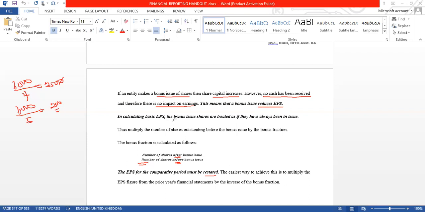And we say that in calculating basic EPS, the bonus issue of shares is treated as if the shares have always been in existence. They have always been in issue. This is very, very important. So you have to multiply the number of ordinary shares outstanding before the bonus issue by the bonus fraction. Let's go ahead and look at how the computations look by taking some examples. When there is a bonus issue, you need to bring in what we call the bonus fraction. The bonus fraction is the number of shares after the bonus issue divided by the number of shares before the bonus issue.